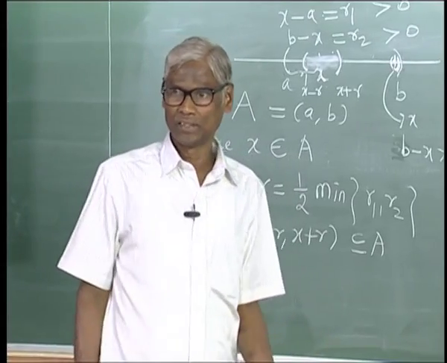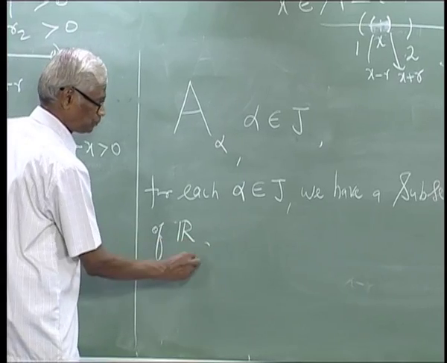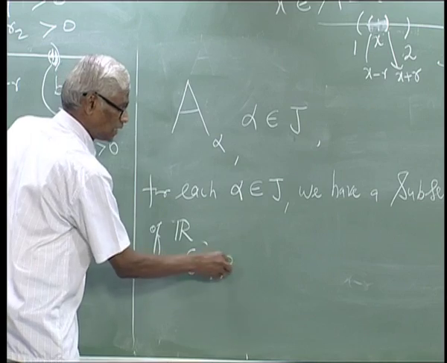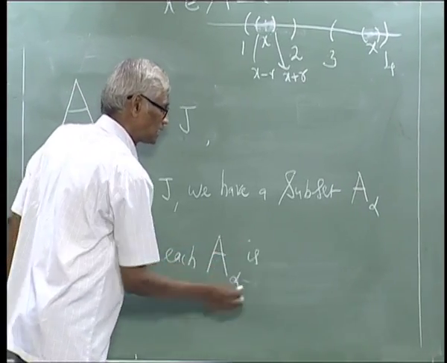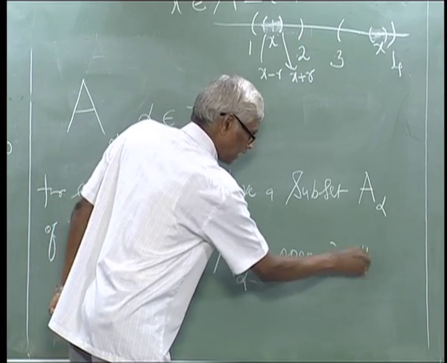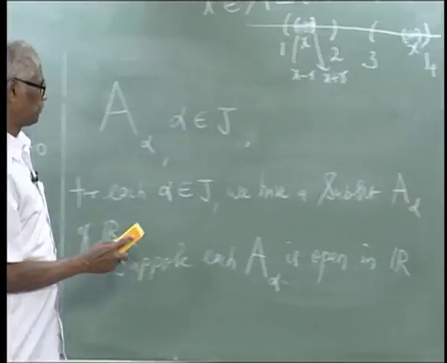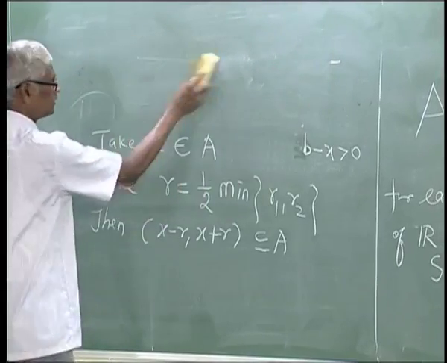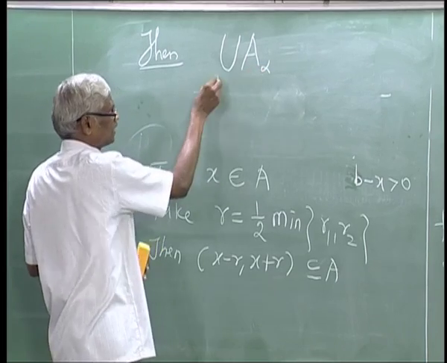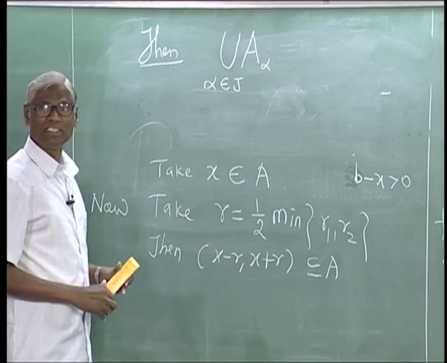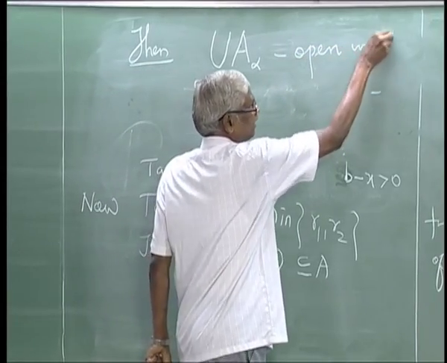Further, suppose each A alpha is open in R. Then the union of this set, that is, the union of A suffix alpha, alpha belongs to J, is also an open set in R.